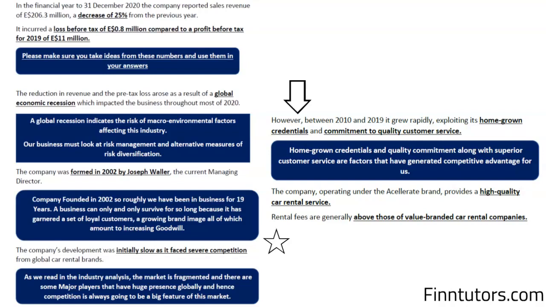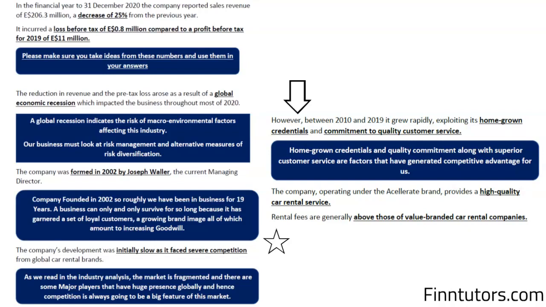Next, however, between 2010 and 19, it grew rapidly, exploiting its homegrown credentials and commitment to quality customer service. So these are our major competitive advantages. We never compromise on these two qualities, being homegrown and commitment to customer service. So remember, these are two key points which we must never compromise on and try to always leverage, always make better.